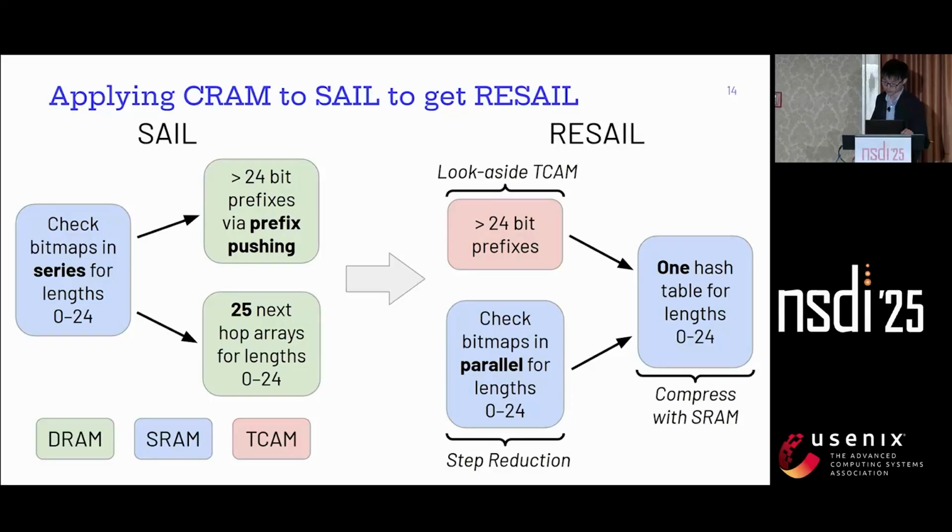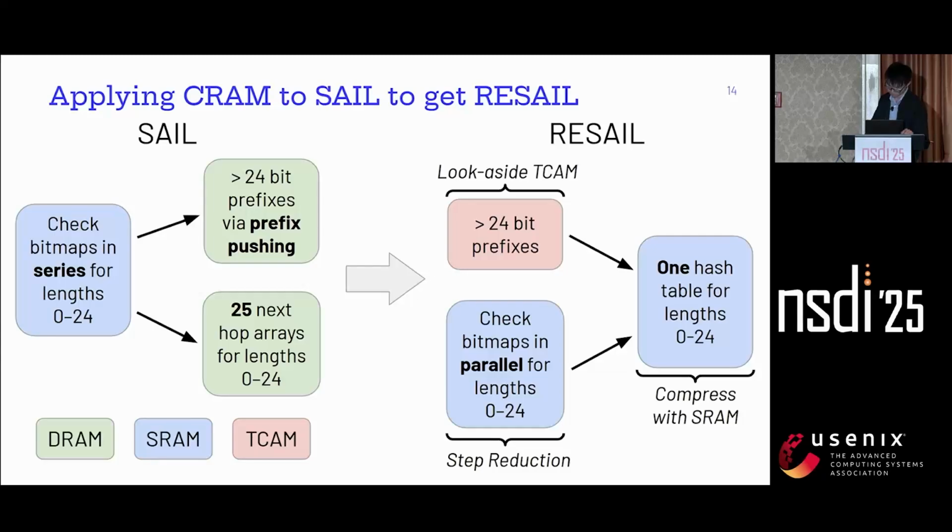So the first thing we do is we say, okay, well, if greater than 24-bit prefixes are so rare, why go through the trouble of prefix pushing? Why not just put everything in a TCAM table in parallel on the side, and your problems go away? So that's the first thing we do. So that's why the prefix pushing becomes that red TCAM node. We leverage the parallelism of these chips to do all the bitmap checks in parallel instead, to reduce the number of steps. And then, to eliminate the DRAM, we combine all the next hop arrays into one singular hash table for all the lengths.